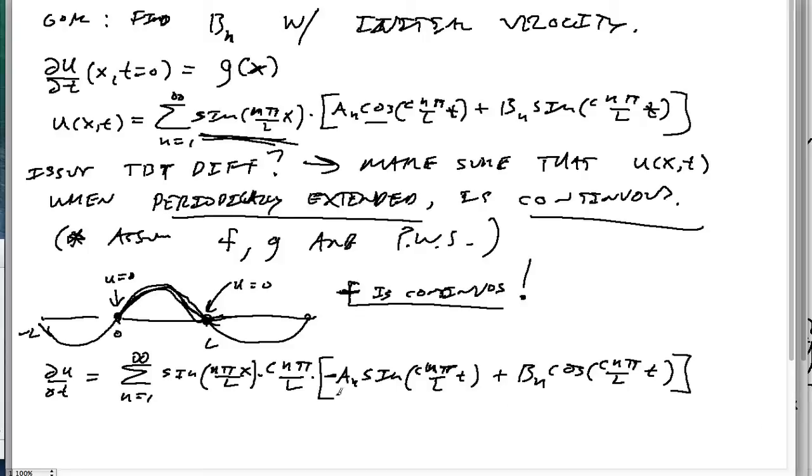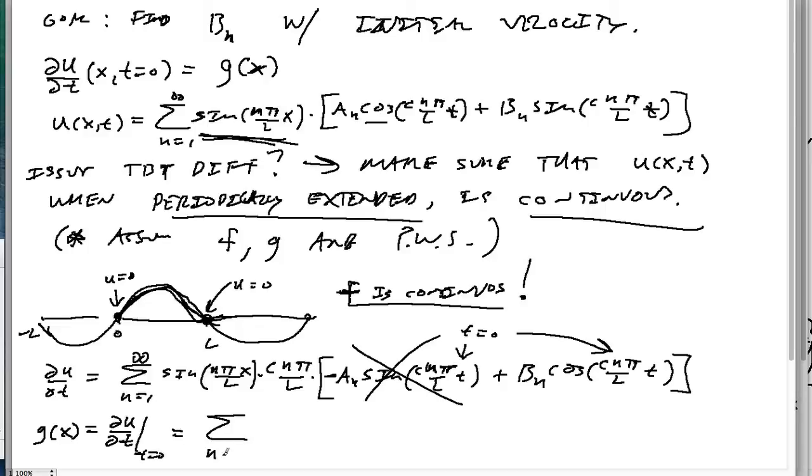So now, of course, we're going to put t equals 0 in there and there. And this whole term is going to go away because there's a sine there, and sine of 0 is 0. And so we're going to get another sine series. So g of x has to equal the partial of u with respect to t evaluated at t equals 0, and that's going to be equal to the sine series, n equals 1 to infinity, of c n pi over L times bn times sine n pi x all over L.